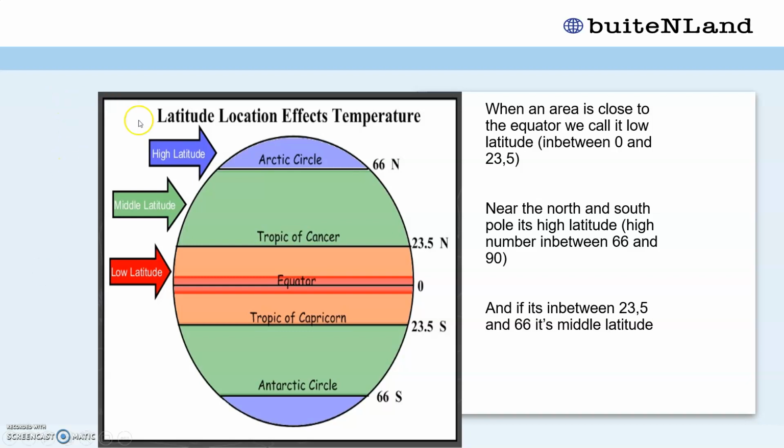If you look at the blue lines over here, that's around 66 and 90, or 66 and 90 south. Those are high numbers, so those are high latitudes. So near the north and the south pole it's high latitude, near the equator it's low latitude, and in between that it's the middle. It's not low, it's not high, it's in the middle. Yeah, that's going to be important if we look further to the effects of temperature, which is important for climates. Okay, so I hope it's all clear now, and good luck with the exercises.